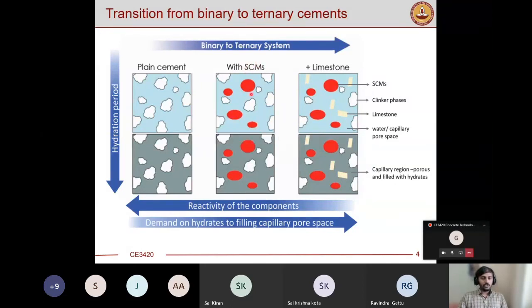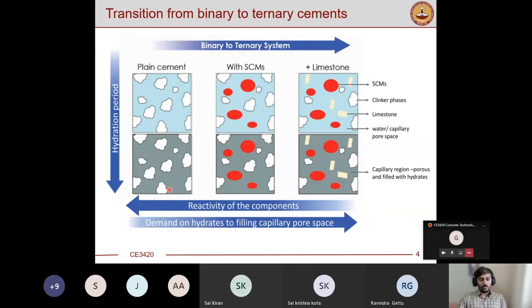What happens is when you have some amount of SCM which is added to the mixture, so for instance, the red particle which you see here, it can be fly ash, slag, or clay. So these will contribute to the space filling. Instead, what happens is these spaces will be filled by reaction from these materials. And when you move to ternary cements, you are removing even more clinker and replacing it with limestone. So when you go from cement to SCM and to limestone, the reactivity of the material, which is how much reacts in water at what pace, keeps going down.